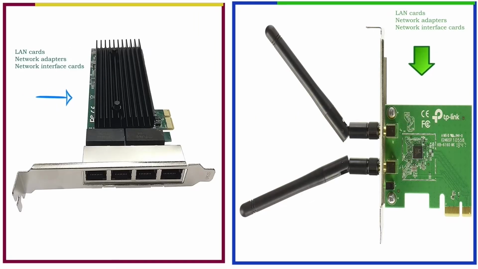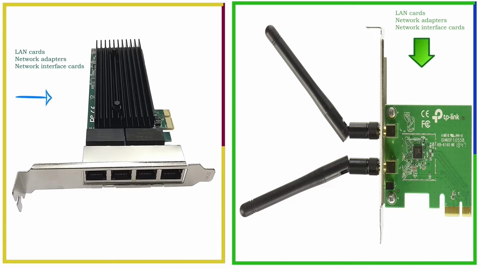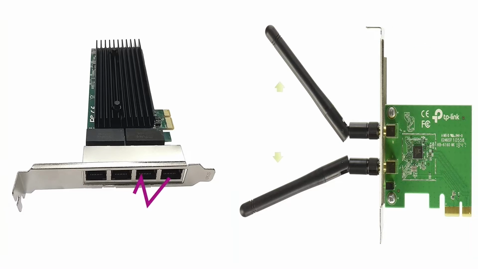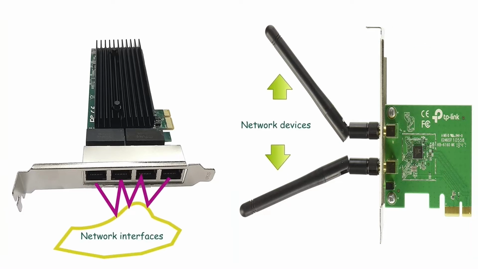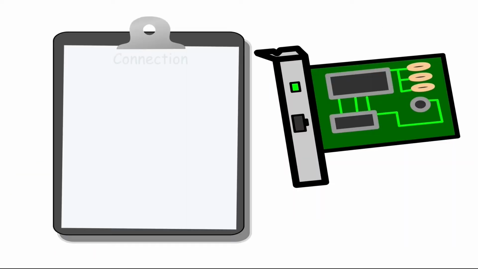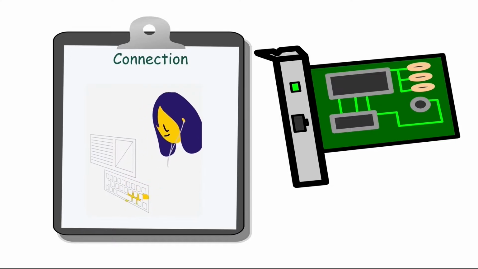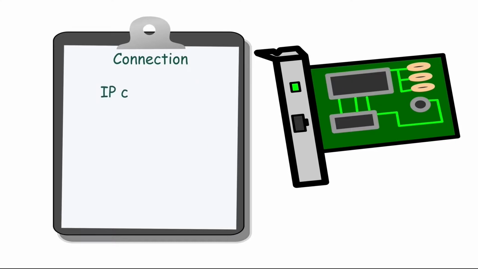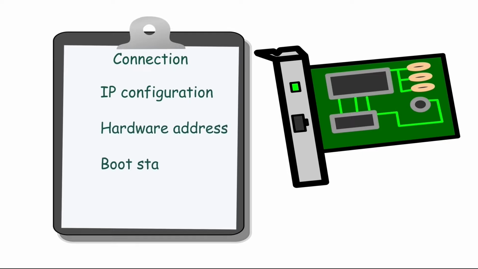LAN cards, network adapters, or network interface cards are hardware adapters that provide one or more Ethernet ports. An Ethernet port is called a network device or a network interface. A network interface uses a connection to connect to the network. A connection is a collection of all settings the interface needs to connect to the network. IP configuration, hardware address, boot state, and device name are some examples of the settings the connection includes.